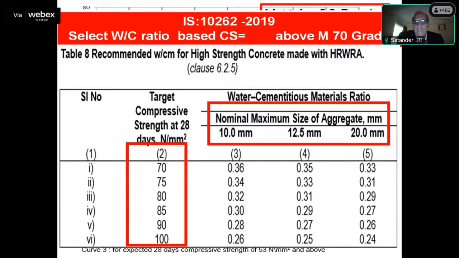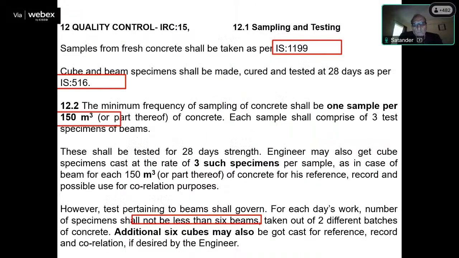And refer to the IRC SP 70 code also. So for concrete road, sample 150 cubic meter either for DLC or for PQC. In the case of DLC, they have written 1000 square meter. If thickness is 150, it becomes 150 cubic meter. In the case of bridges, 15 cubic meter, one sample. In the case of concrete road, 10 times more. Reason? Here area is more.